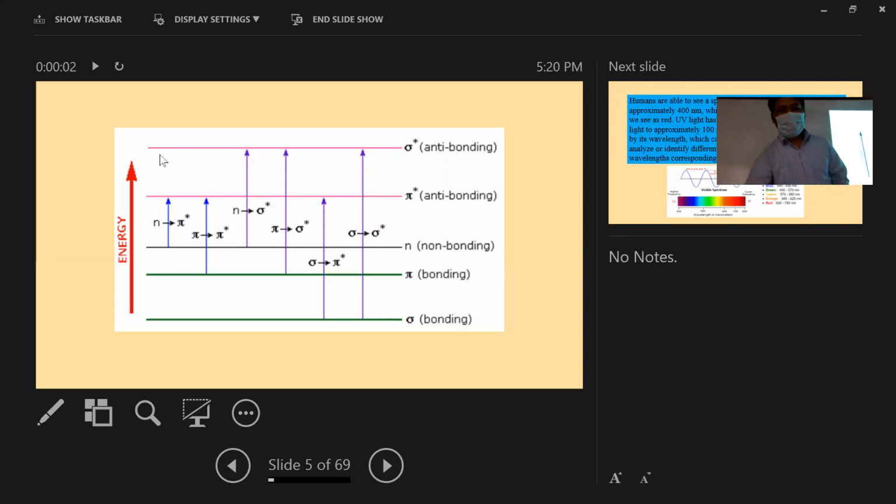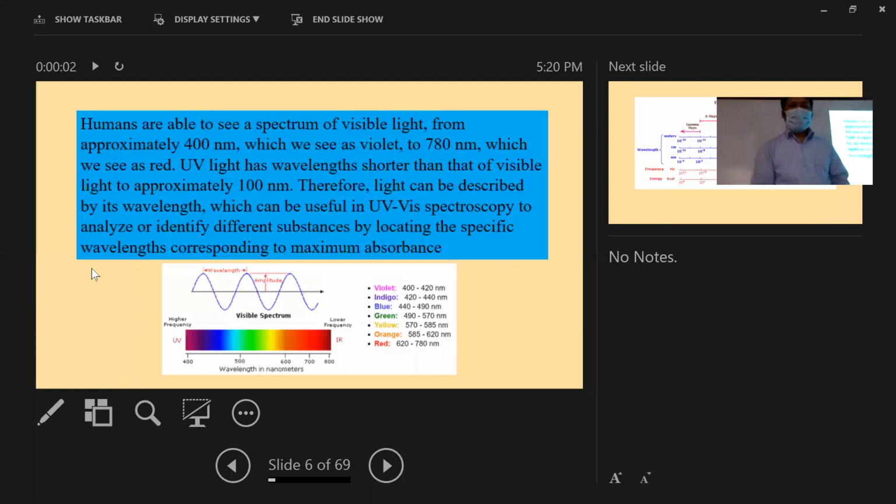So what I have mentioned here: humans are able to see a spectrum of visible light. Already I have mentioned, from the sun we are getting a huge amount of light. Let us consider this is white light. Actually, there is nothing like white light. It is a combination of several lights.